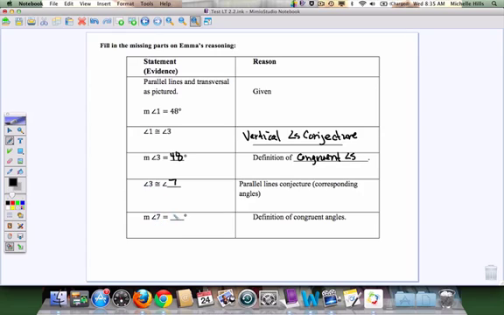So then if these are congruent, then the measure of angle 7 is also 48 degrees because of the definition of congruent angles.